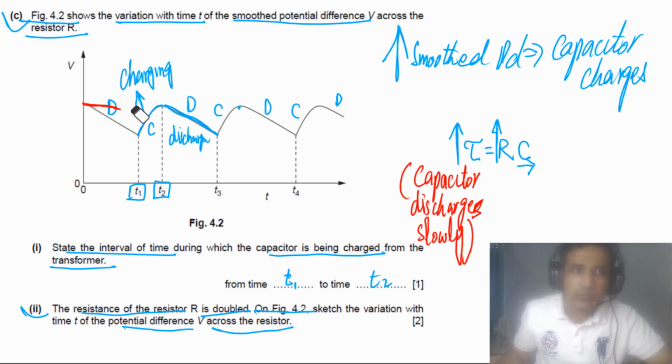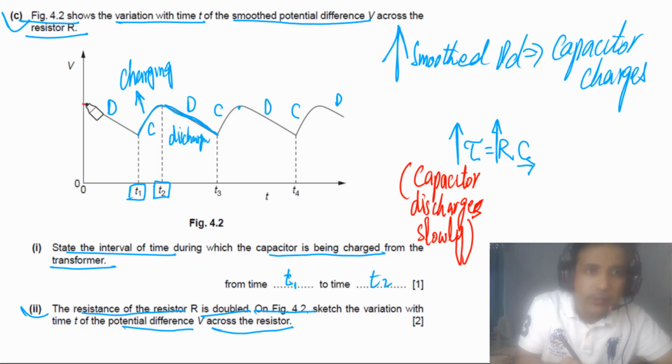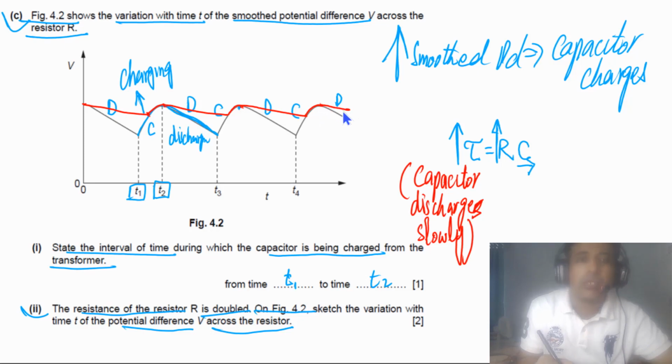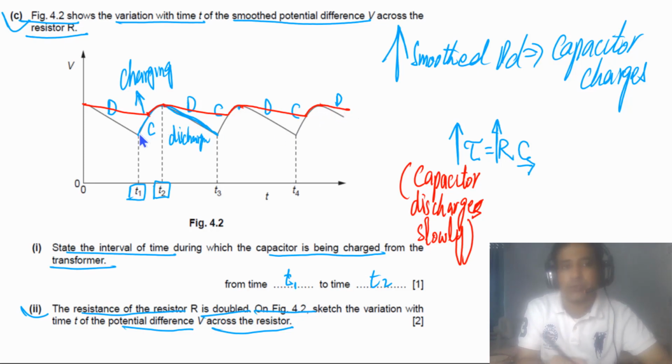So let me redraw this one. Capacitor will discharge very slowly. So here it will charge, then again it will discharge, and again it will charge, and again it will discharge, and again it will charge, and again discharge, and so on. So this is how you need to sketch.